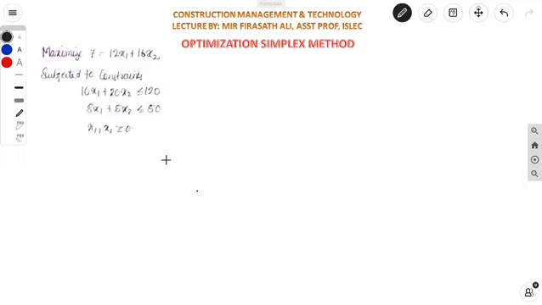In this lecture we'll be discussing optimization of a given problem using the simplex method. This is one of the very important topics from unit 4. Basically, unit 4 comprises this simplex method only. In the university's final exam we can expect a maximize or minimize problem based on optimization using the simplex method. This is the most important long-mark question from unit 4 of construction management and technology.